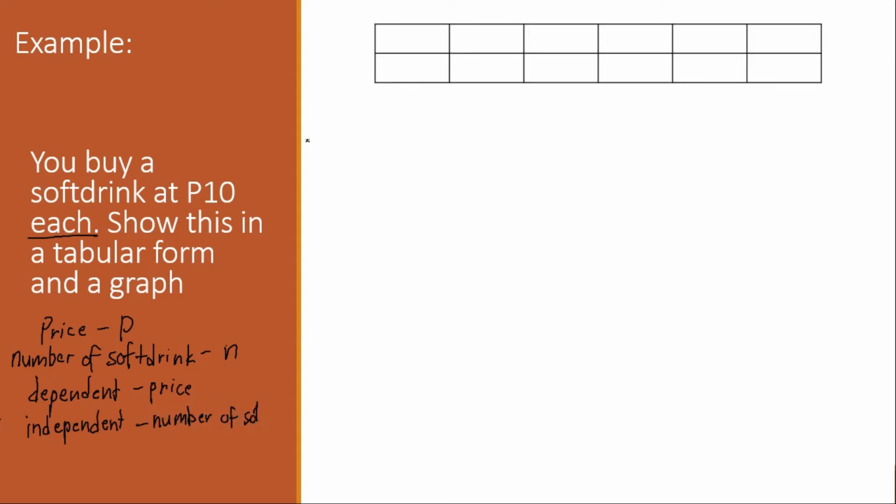Pakita natin yan sa ating graph. So we have here the P and N. So sa price natin, 'di ba sabi sa isang soft drinks meron daw tayong 10 pesos. So kung meron tayong dalawang soft drinks, we will have 20 pesos. 3 soft drinks, we will have 30. 4 pieces is 40 and 5 pieces is 50 pesos.